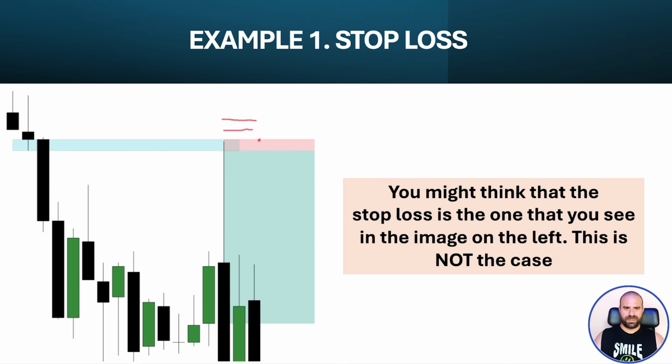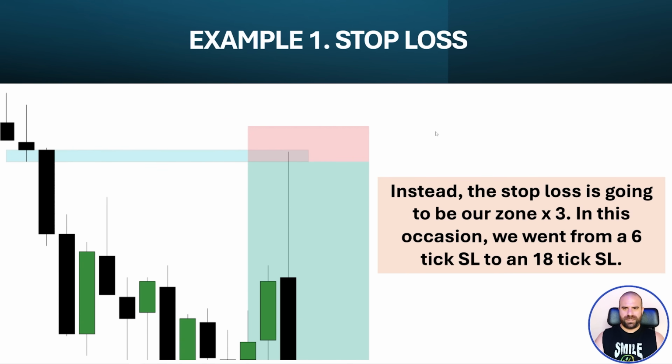So here and here. Let's go ahead and see. It would give us this area if you do this thing right here. So it is 3 times this area: 1, 2, 3, let's say. Instead of 6 ticks, this area is again a 6 tick area. This area right here, you do it times 3, which means an 18 tick stop loss in this occasion.